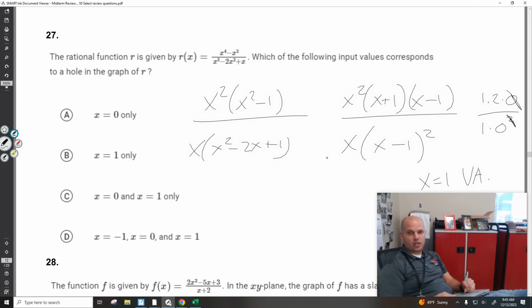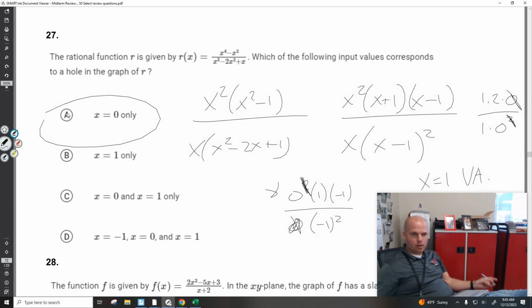However, if I plugged in 0, I'd have 0 squared, 1, negative 1, 0, negative 1 squared. Well, that cancels with that, which means I end up with a 0 over a number, which means I have a hole at 0. I don't have a hole at 1.